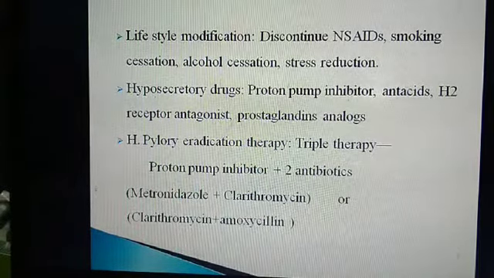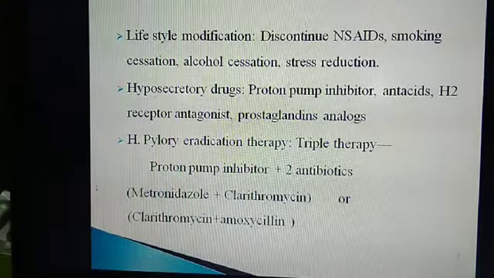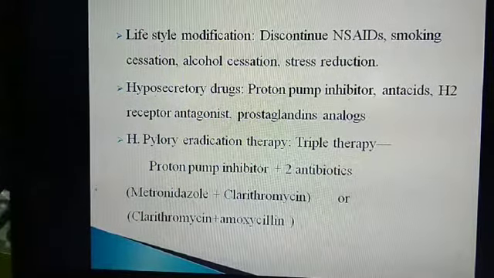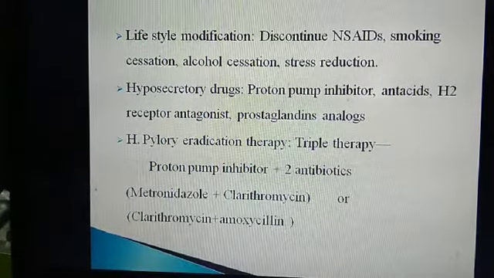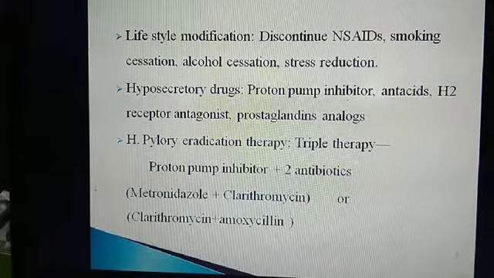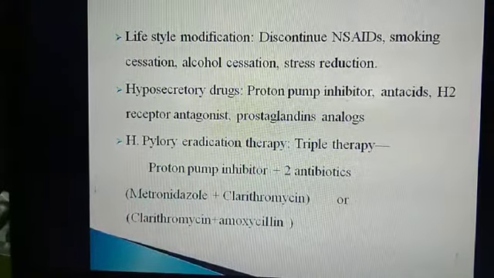And then we can use some drugs like prostaglandin analogs. It has been seen that prostaglandin has a role in maintaining the innermost layer of the stomach, that is the mucosal layer.